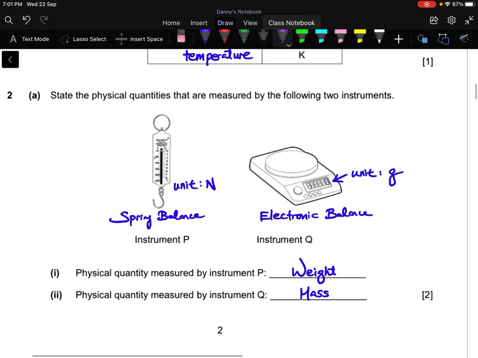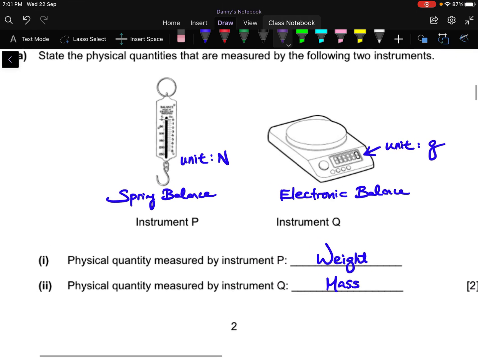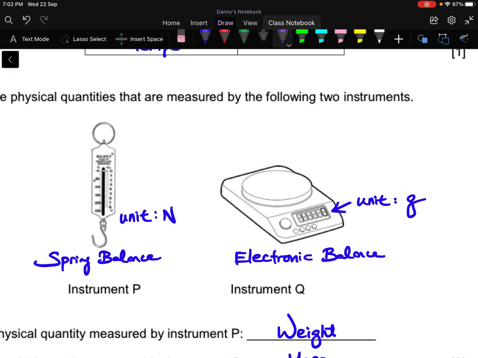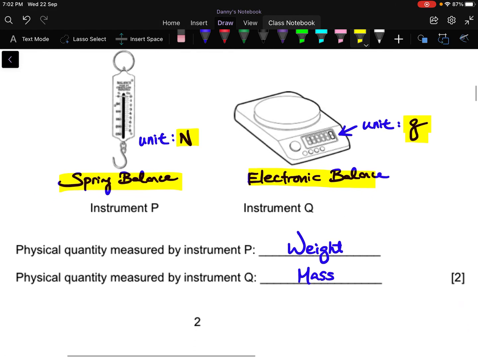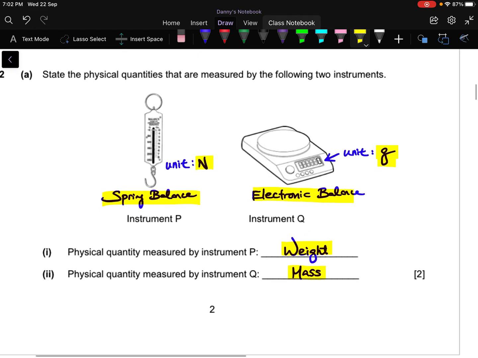For your question 2A, I think I have already covered that in the crash course. These two equipment, I told you all to Google image it, right? This is basically your spring balance and your electronic balance. The electronic balance is used to measure mass. That's why the unit is gram. The other one is the spring balance, which is used to measure Newton. So once you know that, then you can answer these two questions. That will be your question 2A.